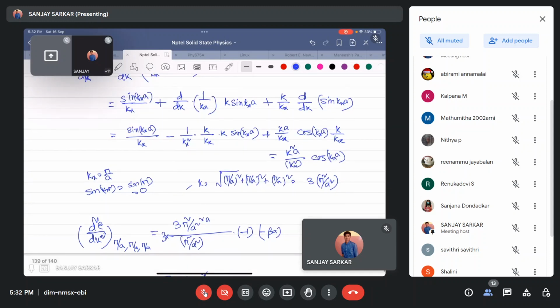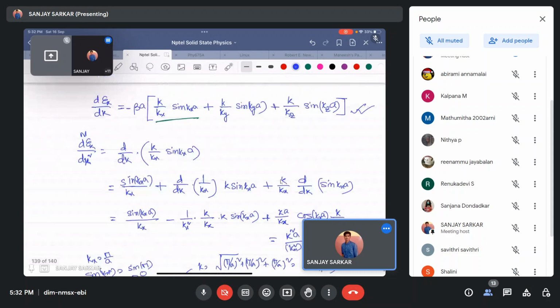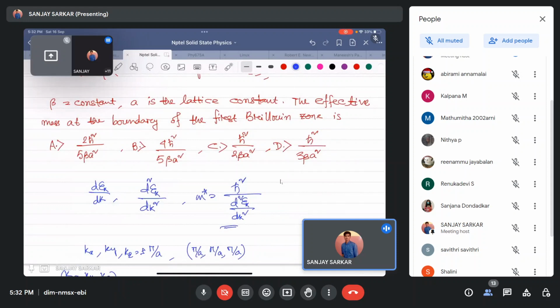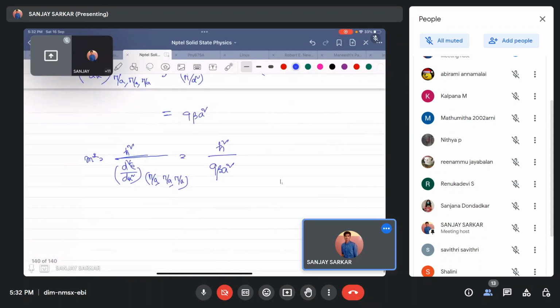I don't know if the answer is correct or not. So we'll look into this problem later maybe, because none of the options are correct from here, but that's how you have to do it. This is the right way to do it, right? I'll look into this problem later, but I'm getting h bar square by 9 beta square. If someone gets the correct answer, please let me know. So you can move to a different question.